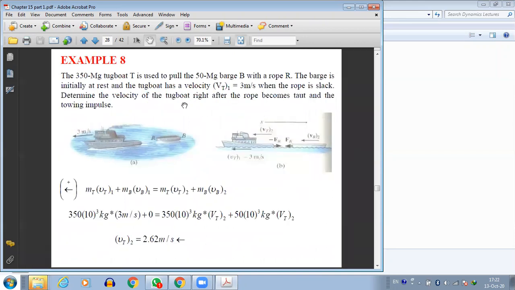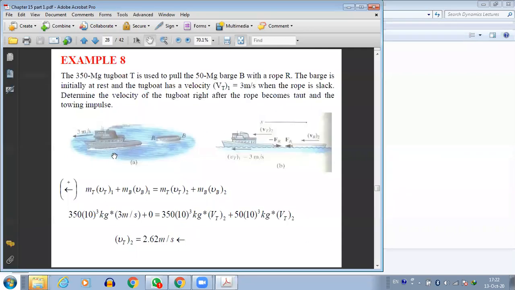We have a 350 megagram tugboat used to pull the 50 megagram barge P with a rope R. The barge is initially at rest and the tugboat has a velocity of 3 meters per second. When the rope is slack, determine the velocity of the tugboat right after the rope becomes taut and the towing impulse force. So again, for this case, you need to solve the problem 2 times.